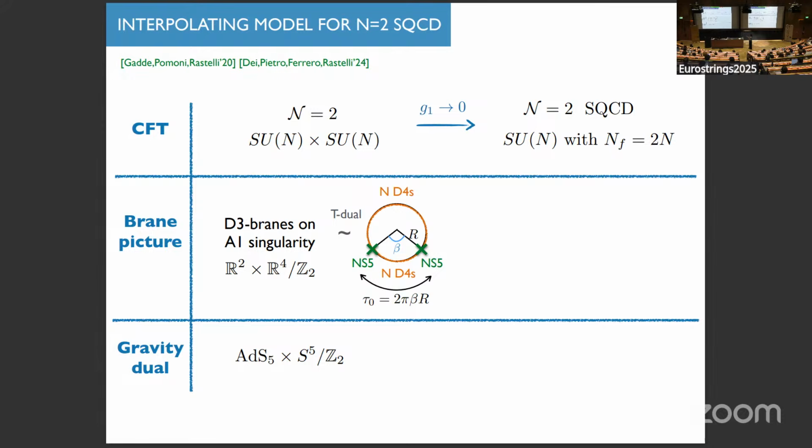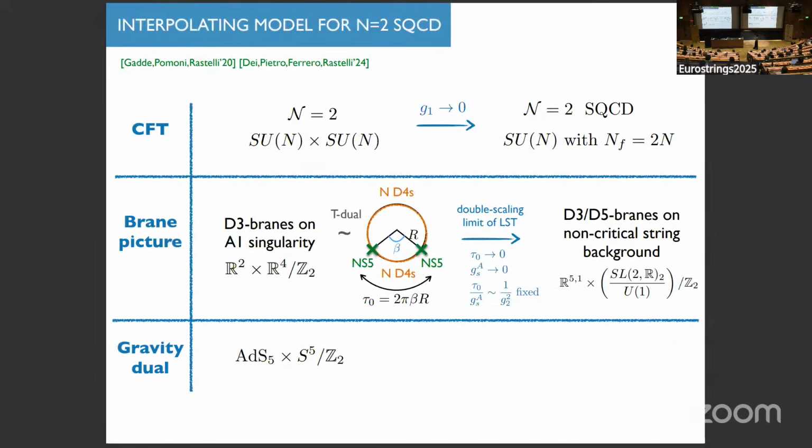The point is that in this case you have D3 branes on an A1 singularity, so you can dualize this to an elliptic model in which you have two NS5 branes and D4 branes between them. And this weak coupling limit corresponds to a double scaling limit in which you approach the two NS5 branes at the same time that g_s goes to 0, such that the ratio between the two gets fixed. That's equivalent to sending only one of the gauge couplings to 0.